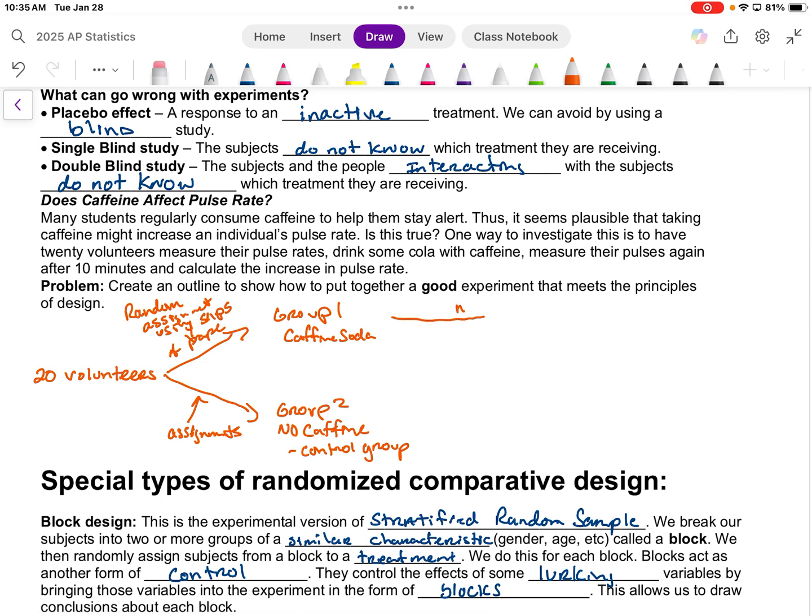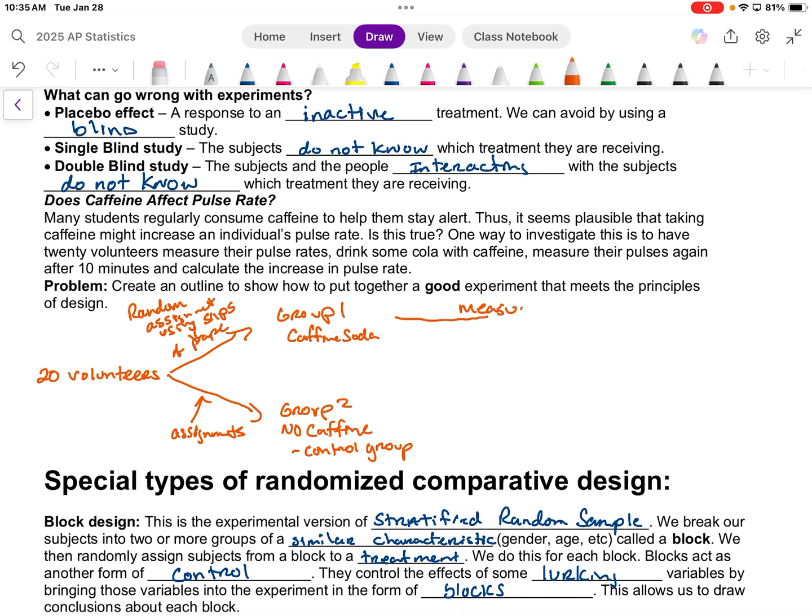Now we're going to measure the pulse rate for both groups. After we put them in the groups, they consume their sodas. So we measure the pulse, and then now we get to analyze the data.